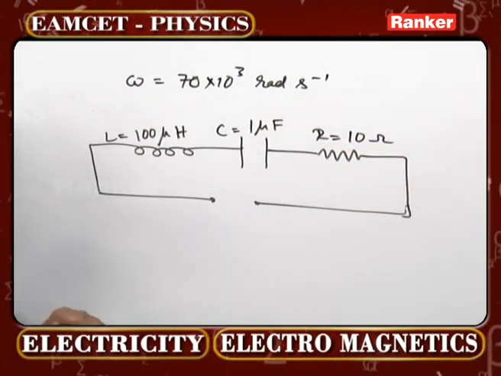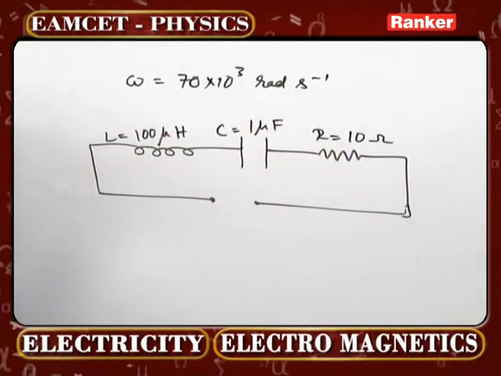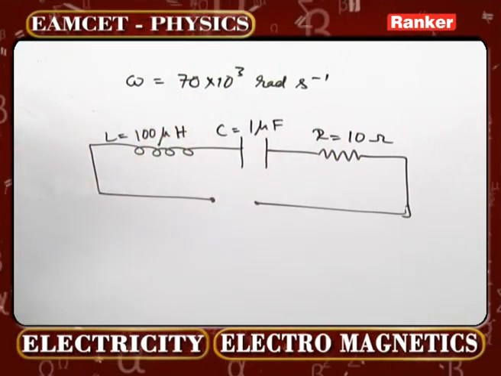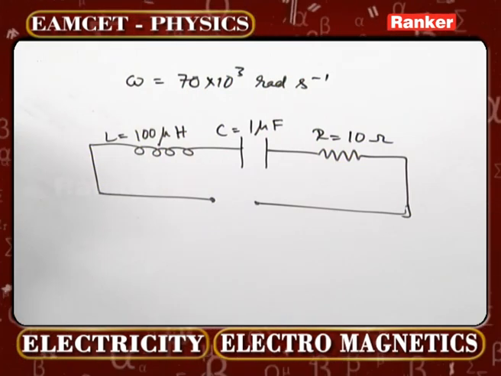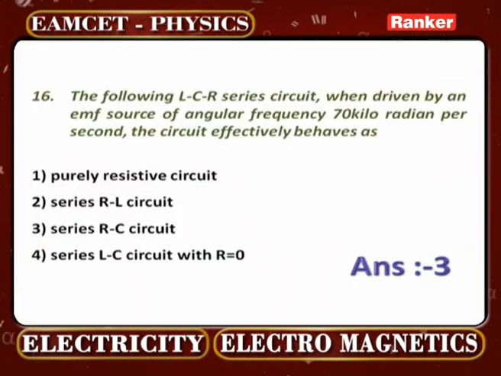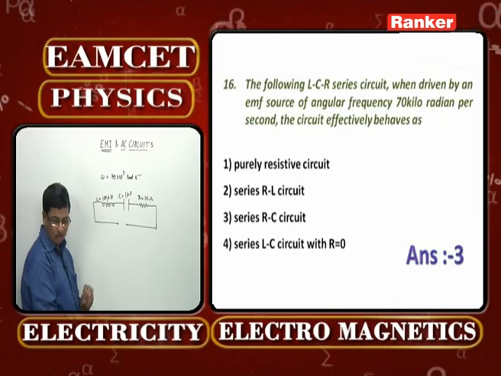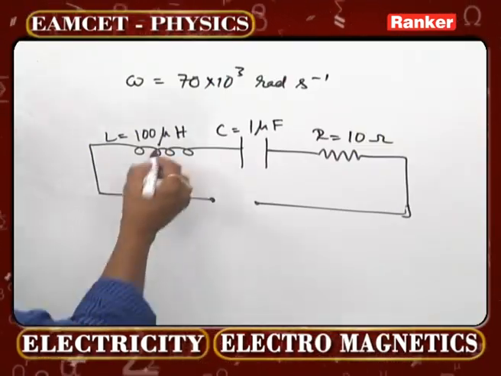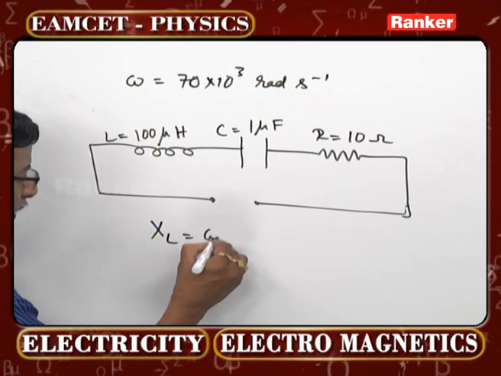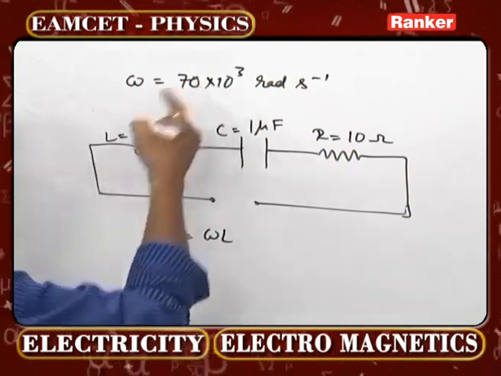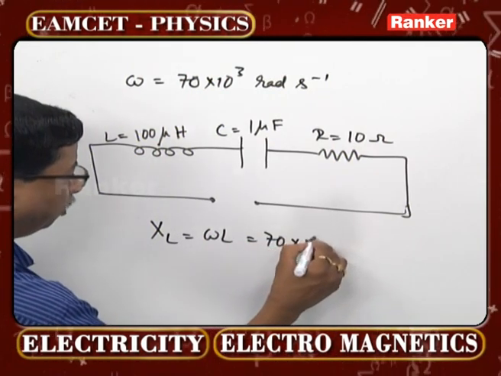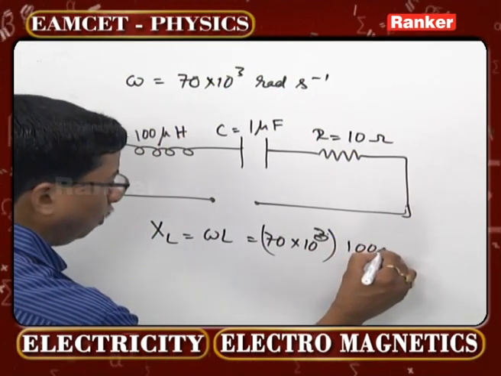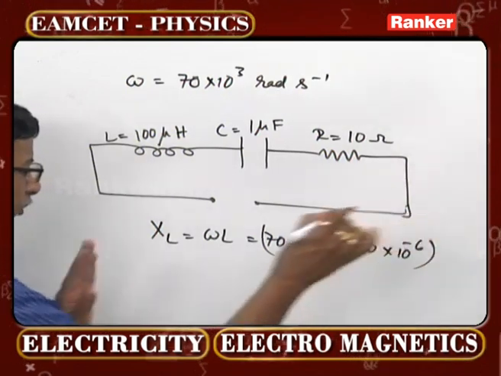So for this particular question, one should remember this circuit first of all. It has not been given there, so I am drawing that one here. Look at the circuit carefully. This is the circuit. Now if you look at the options, you see: purely resistive, series RL circuit, series RC circuit, series LC circuit with R equal to 0. These are the options. So first you calculate XL. What is XL? Omega L. L is known, omega is known. 70 into 10 power 3, into the value of L, that is 100 into 10 power minus 6. Calculate it and keep it aside.